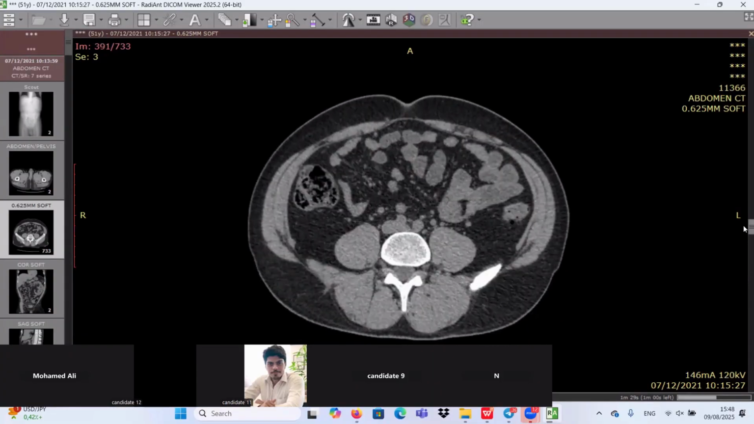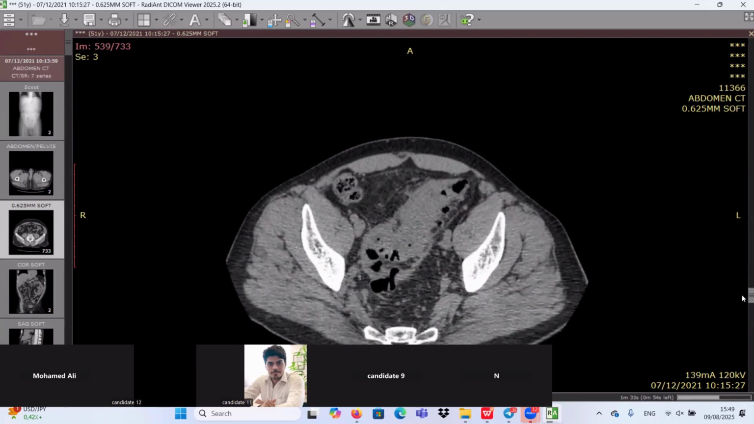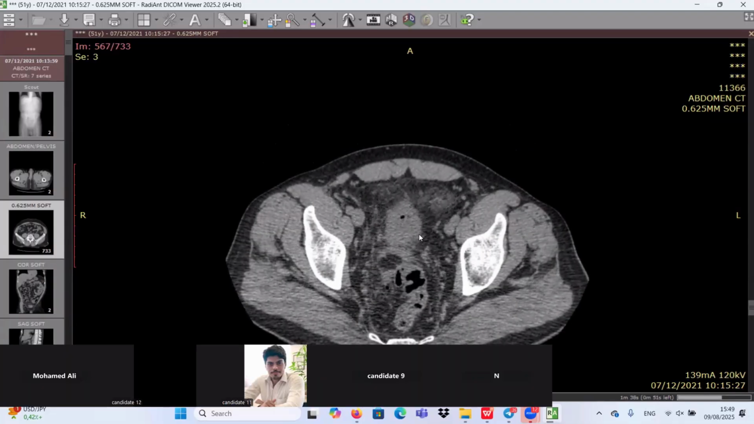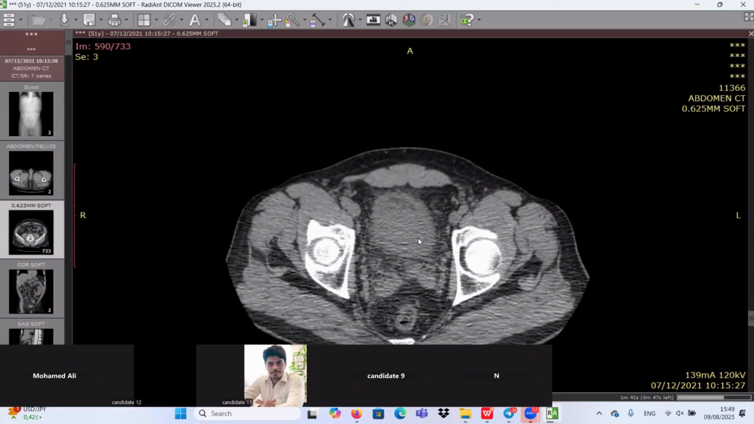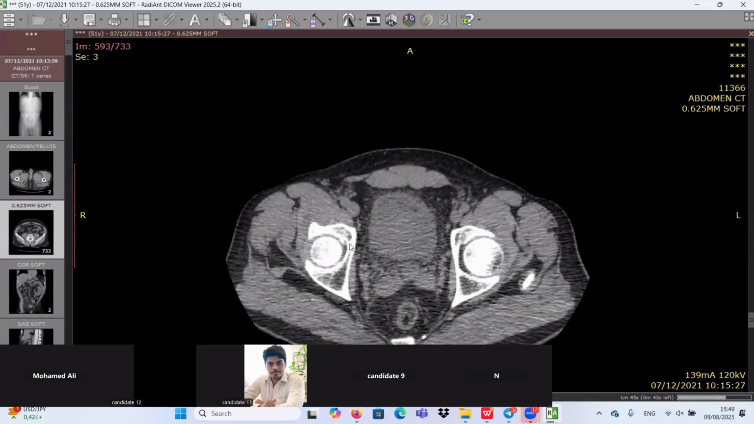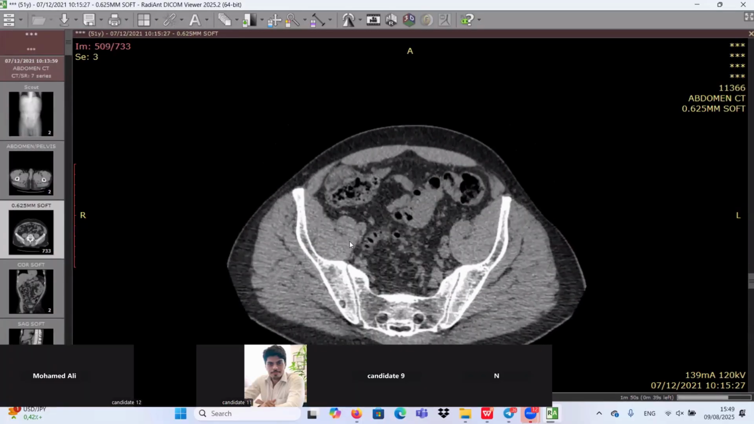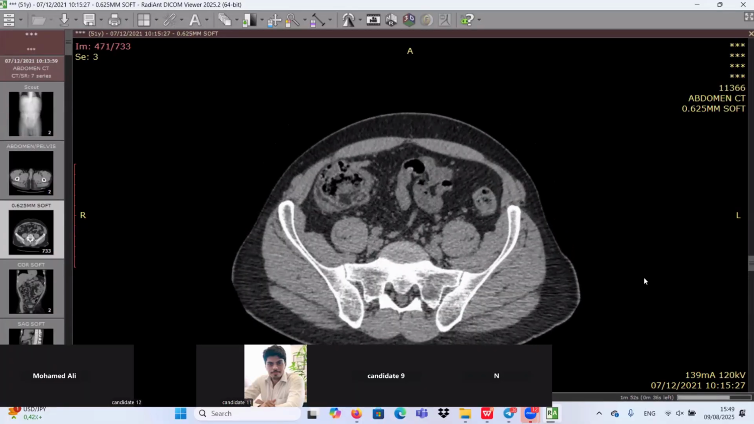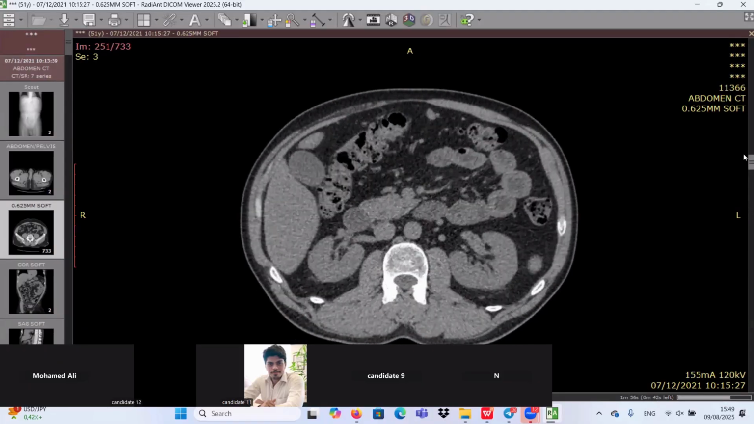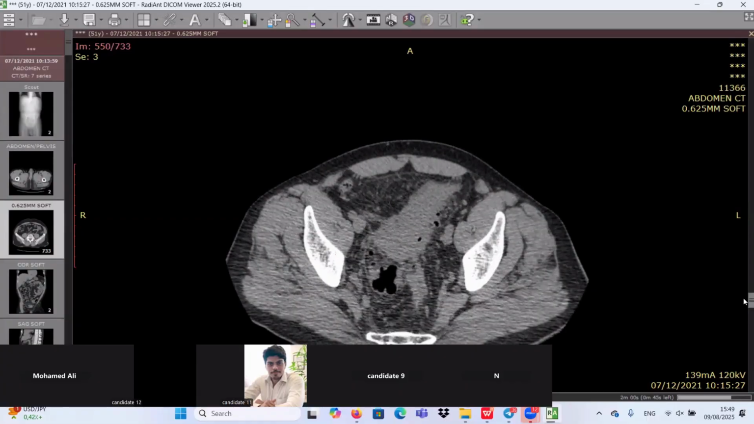I believe there was a collection at a level lower than that. Here? Yes, I believe this is some collection with non-dependent air foci within it. And also there is another smaller collection just distal to it. Is there a contrast enhanced study, please?